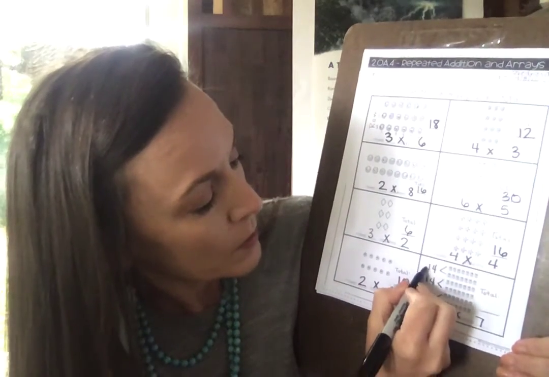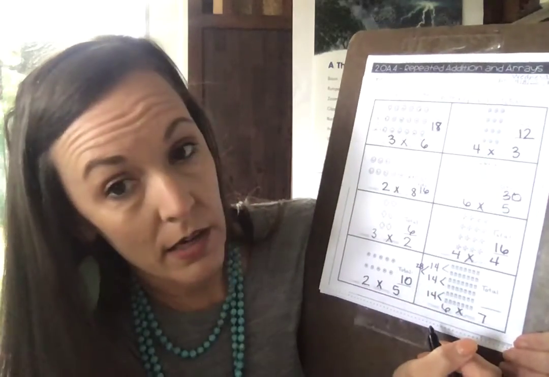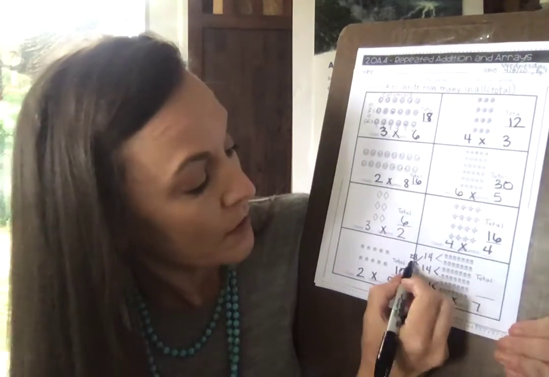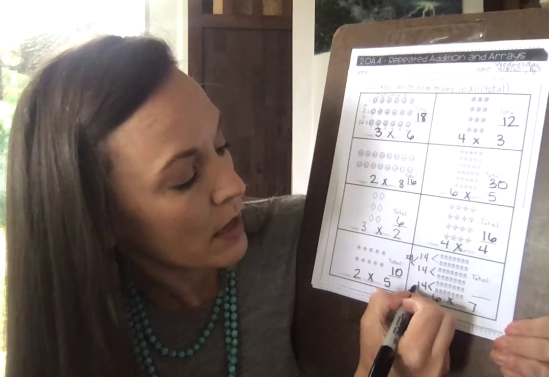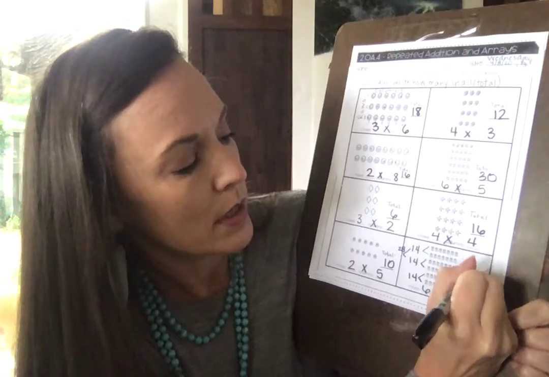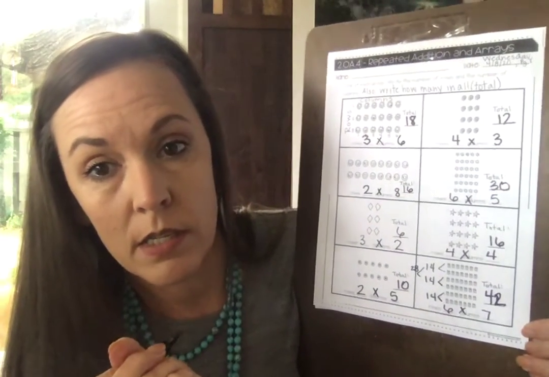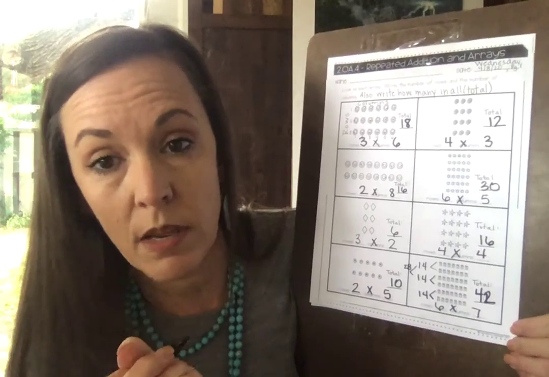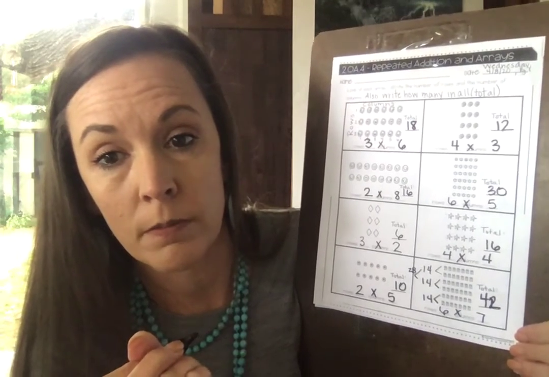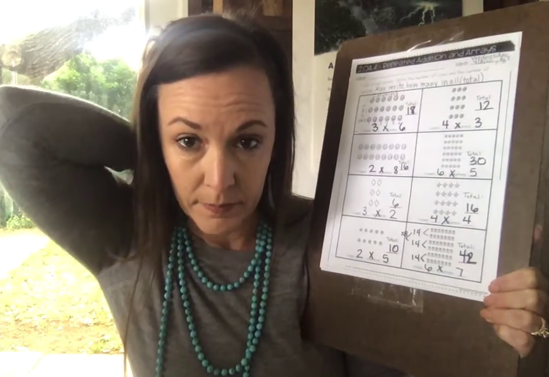So I know that 14 and 14 is 28. And I need to add on 14 more. If I added on 10 more, that would be 38. 39, 40, 41, 42. Nice job. The product is 42 because 6 times 7 equals 42. If you got it right, give yourself a pat on the back.